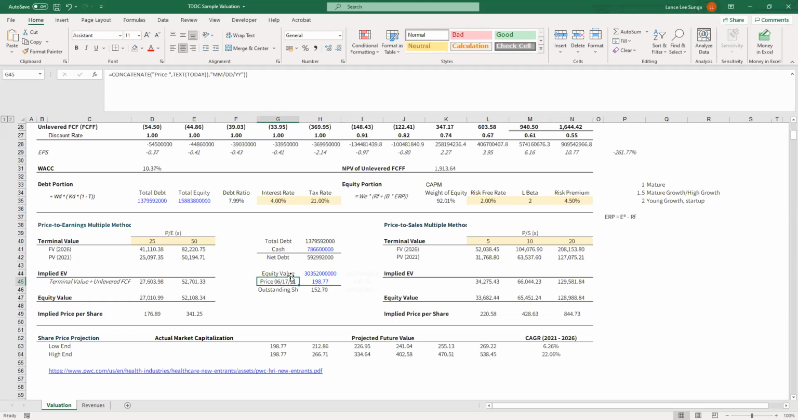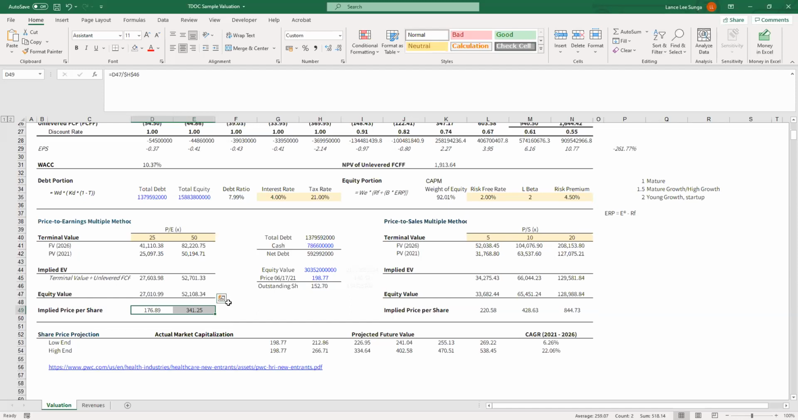So for example, this is not accurate, but let's say today Teladoc's trading at $198.77 and its current market cap is, I believe, 30 billion. Dividing the market cap by the price, you arrive at the outstanding shares. And from there, you divide the equity value by that, and you arrive at the price per share.